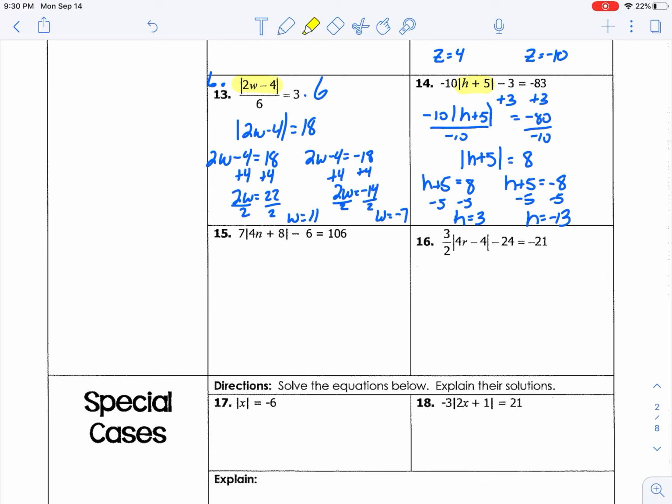Second verse, same as the first. Continues to do the same things here. So 4n plus 8 is my absolute value. Again, this works a little bit like the last one did. We're going to add the 6 to get it out of there.